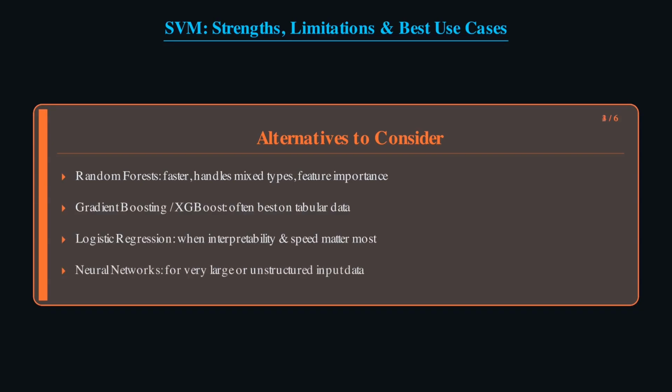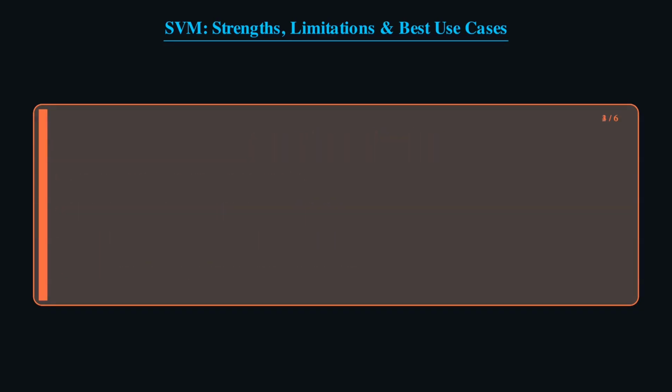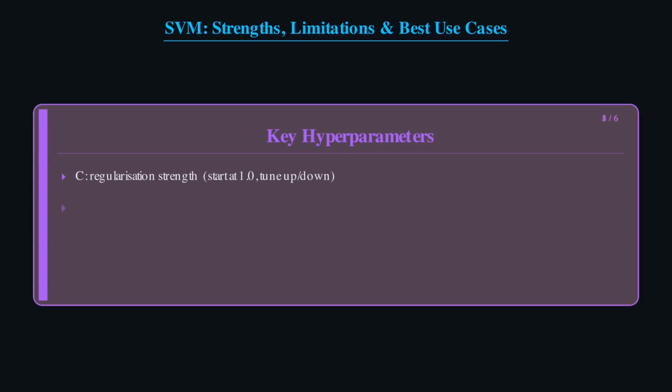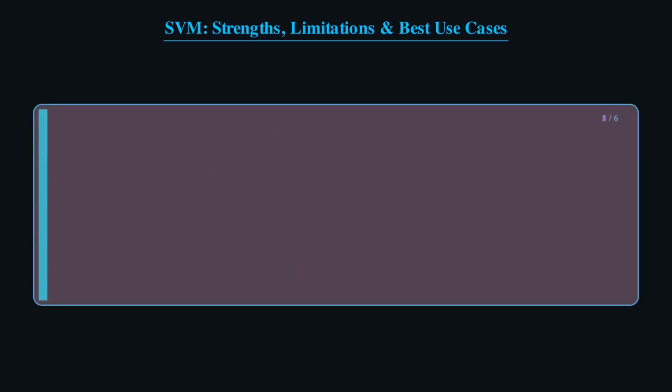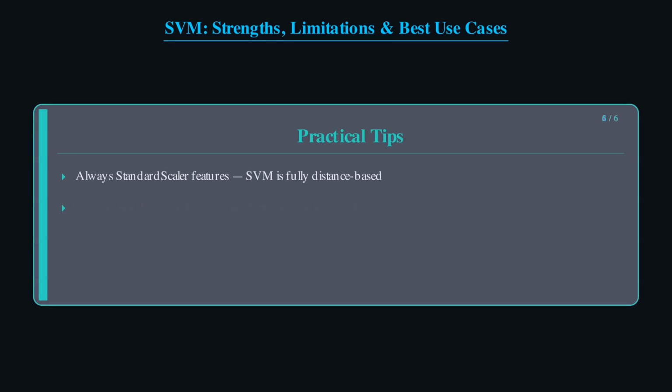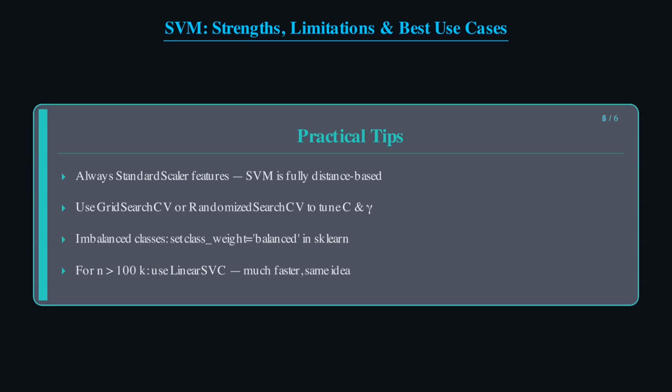The dual form replaces dot products with kernel calls. That's how the kernel trick enters the optimization cleanly. SVMs shine in high-dimensional spaces. Text, genomics, image recognition. Anywhere features outnumber samples, SVM often dominates.